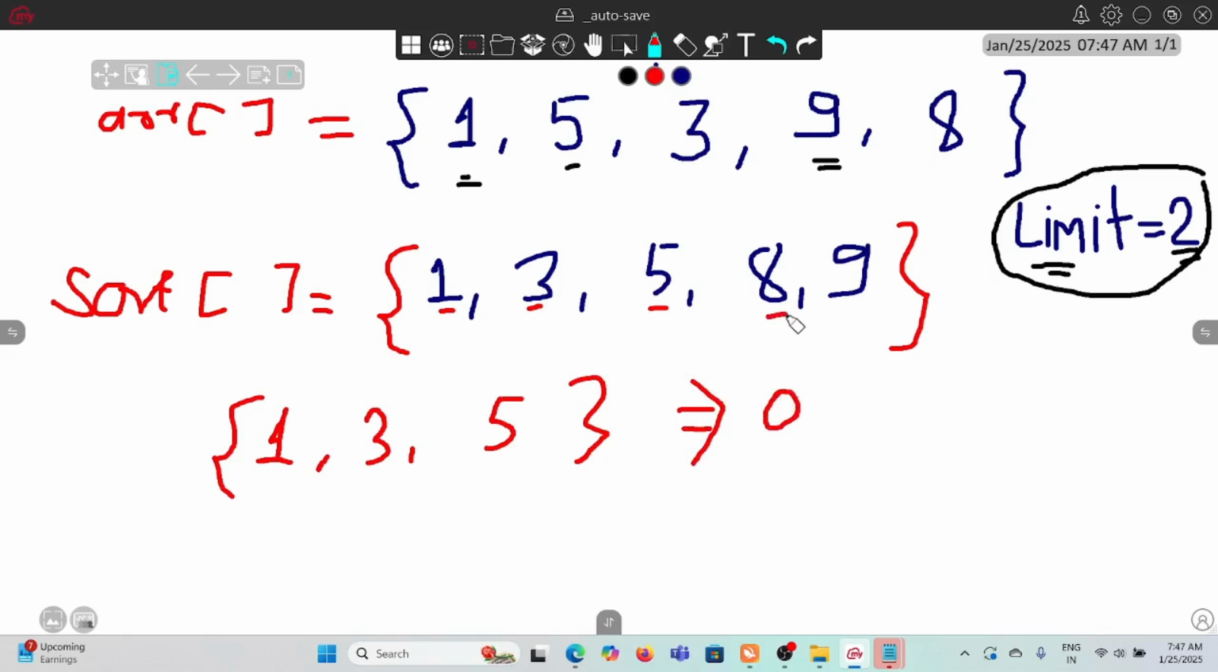Now come to 8. 8 minus 5 is 3, so this belongs to a different group because it goes beyond the limit. Whenever we cross the limit of difference, like 8 minus 5 is 3 but the limit is 2, that means 8 should go to another group. So I am making another group with 8. Now I come to 9, and 9 minus 8 is 2, which is within the limit, so it also goes to the same group where 8 is. So this is another group we have found.